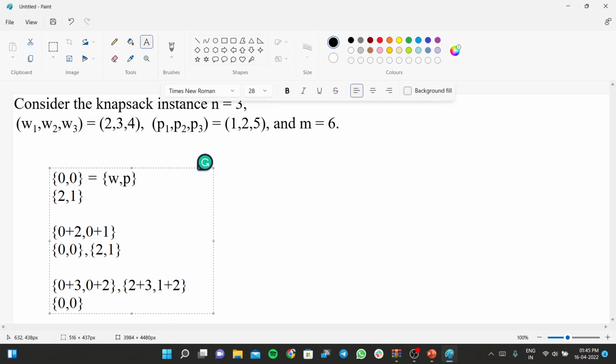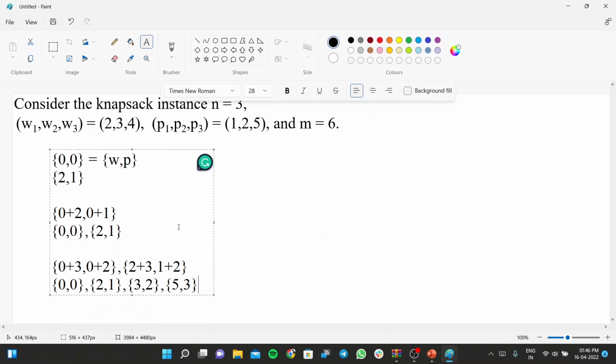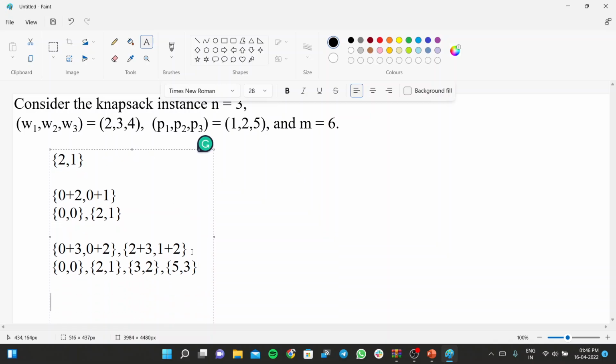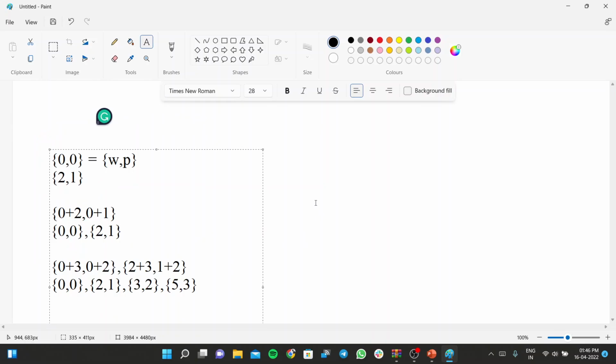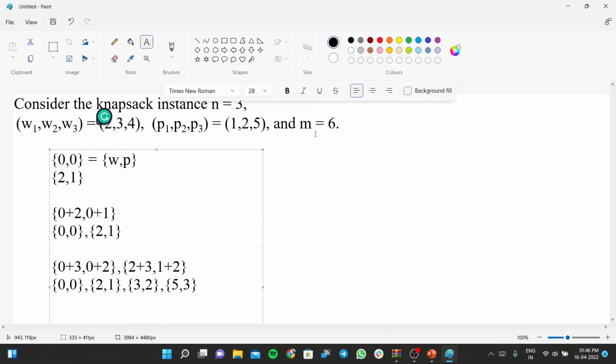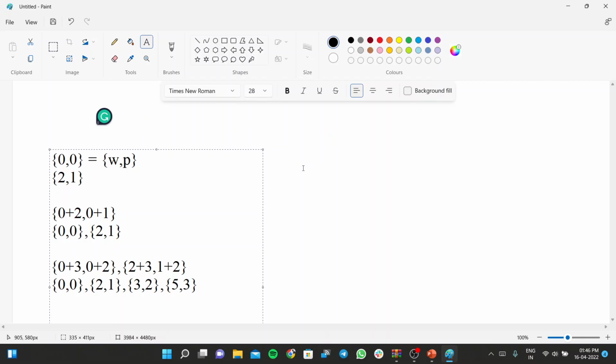Now again with the above ones we add again: 0 comma 0, 2 comma 1, 3 comma 2, that is 0 plus 3 comma 0 plus 2, and then 5 comma 3. In this way we add. Until here it is fine, and we are remaining with the last one, where the weight is 4 and the profit is 5. So now we are going to add that too.